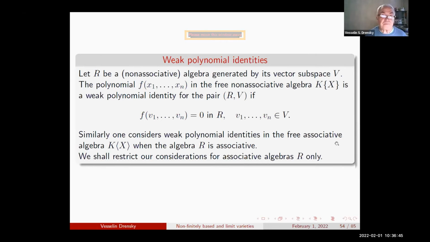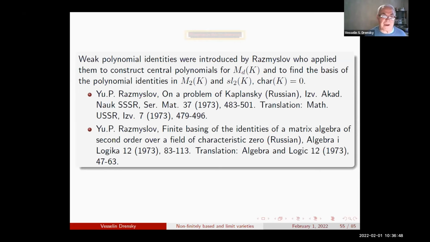So the weak polynomial identities were introduced by Razmyslov to solve two important problems. The first one was to give the polynomial identities for 2 by 2 matrices, both associative and Lie, in characteristic 0. And also to construct central polynomials for matrices of any size. The existence of central polynomials was one of the central problems in ring theory, and it was solved independently by Razmyslov and Formanek, by Formanek in 1972, and Razmyslov in 1973.